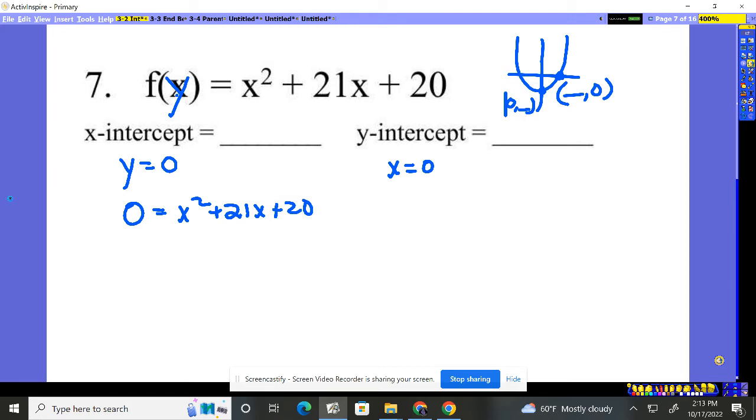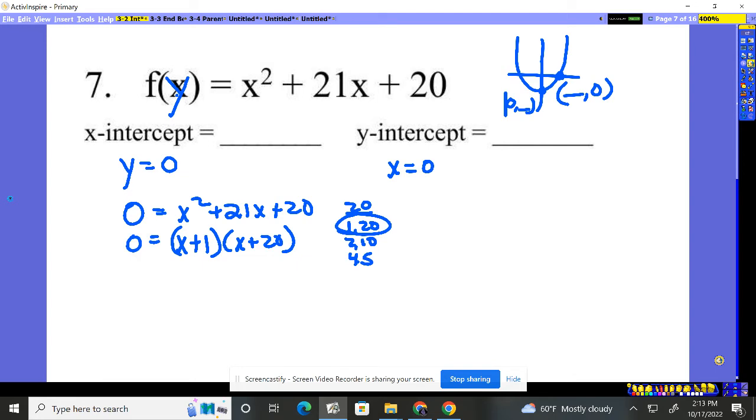We want to factor that. Well, if we break down 20, we have 1 and 20, 2 and 10, 3 and nothing, 4 and 5. And we can see it's the 1 and 20 because those add together to give us that 21 in the middle. So it's an x plus 1 and an x plus 20.